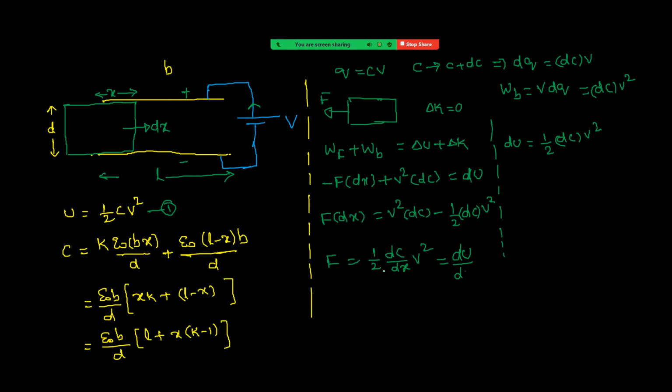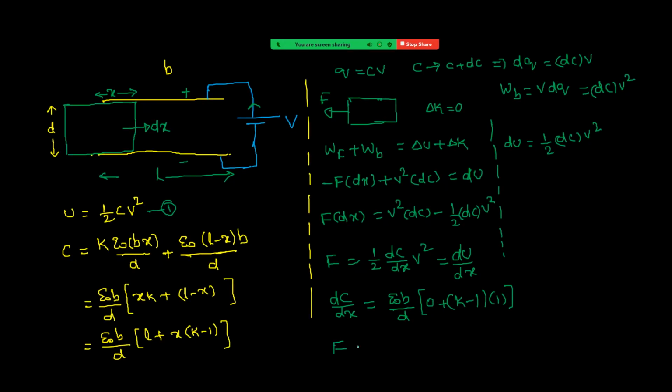That means the force acting on the slab is equal to dU by dx, right? Now substitute the value. So what is the value of dC by dx? Let us calculate dC by dx, because if it is known, then the force is known. Epsilon naught b by d is a constant. L is a constant, its derivative is 0, plus (k minus 1) is a constant, and the derivative of x is 1. Okay. Now substitute this value in this one.